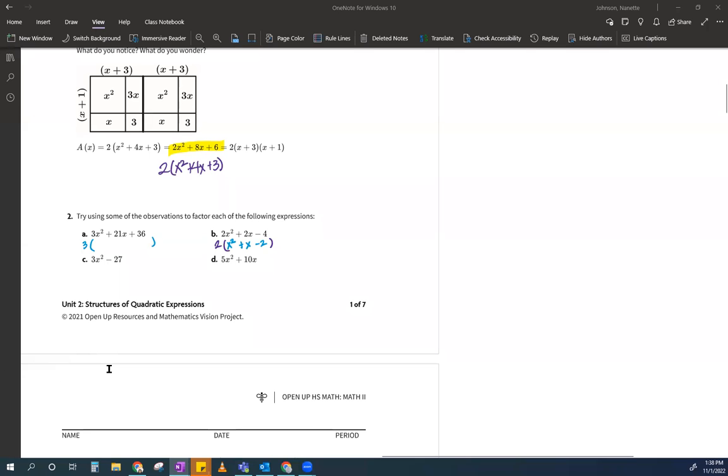Okay, so I'm just going to check with you one more time to make sure that we understand how to factor. So 3 times what gives me 3x squared? Yeah, x squared. Good. And then 3 times what would give me 21x? Very good. Lots of people telling me. And then what about this one? 3 times what gives me 36? Very good.